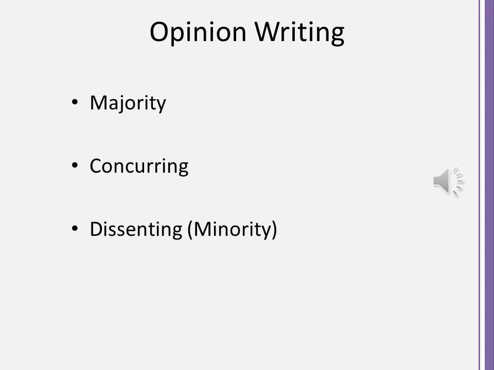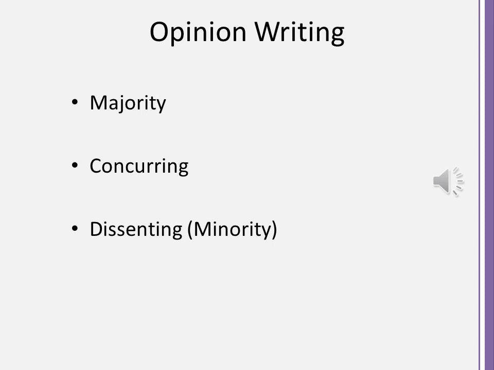After the justices vote, it is time to write opinions. And there are 3 main kinds of opinions I want you to be familiar with. The first is the majority opinion. This is the official opinion of the court. One of the justices in the majority is assigned to write this opinion, and they write for the court. They explain what the decision of the court is and why they decided the way they did.